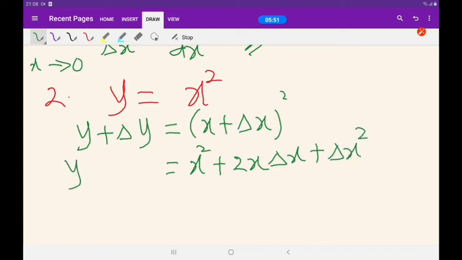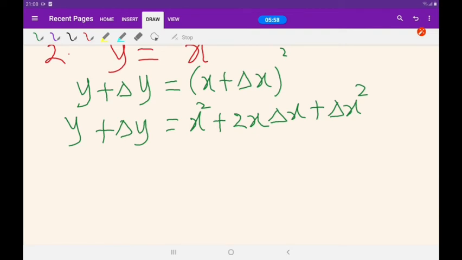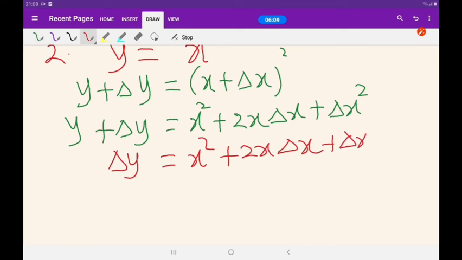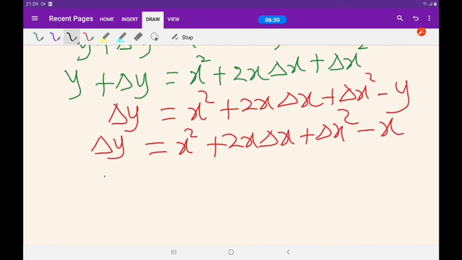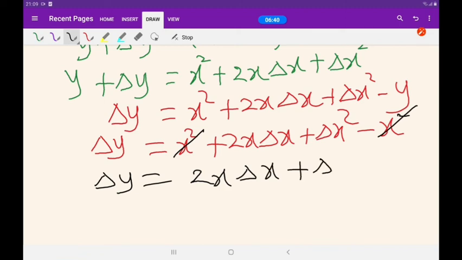If you want to know how to expand using binomial expansion, you can reach out to us. Well, now what's the next thing we do? Like we did in the first question, take y away, and that becomes x squared plus 2x delta x plus delta x squared minus y. So we have delta y will now be equal to x squared plus 2x delta x plus delta x squared minus y. Y is what? x squared, don't forget. So delta y will now be x squared minus x squared, that becomes 0. So we have 2x delta x plus delta x squared.